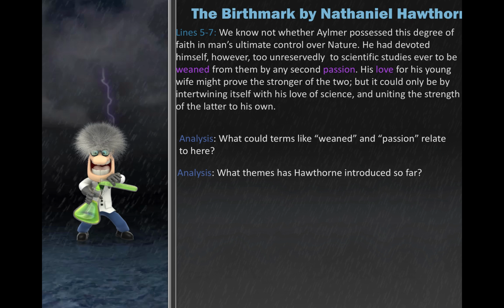Before we finish up this part of the close reading. We know not whether Elmer possessed this degree of faith in man's ultimate control over nature. He had devoted himself, however, too unreservedly to scientific studies ever to be weaned from them by any second passion. His love for his young wife might prove the stronger of the two, but it could only be by intertwining itself with his love for science and uniting the strength of the latter to its own.